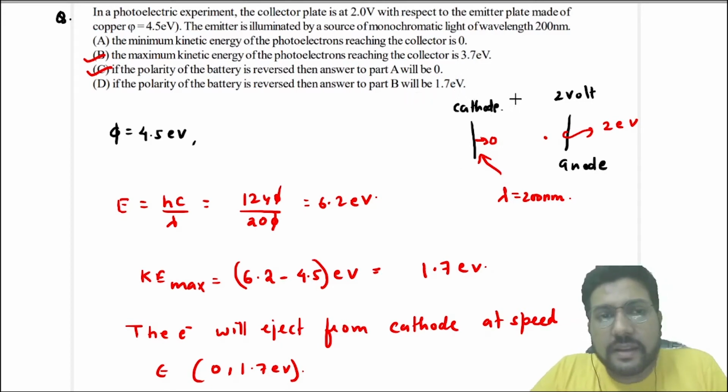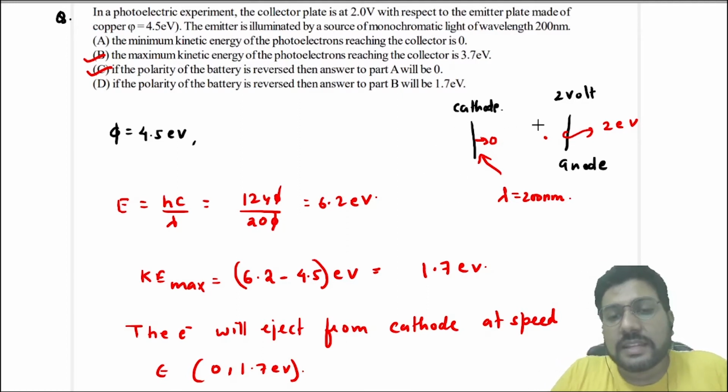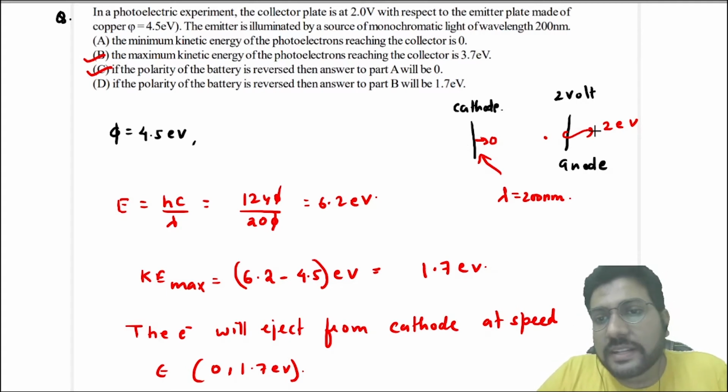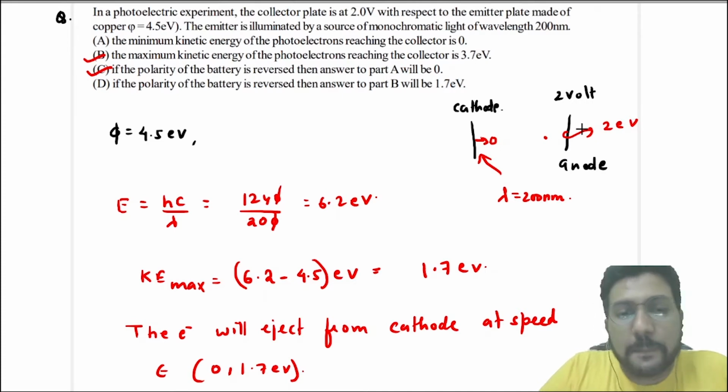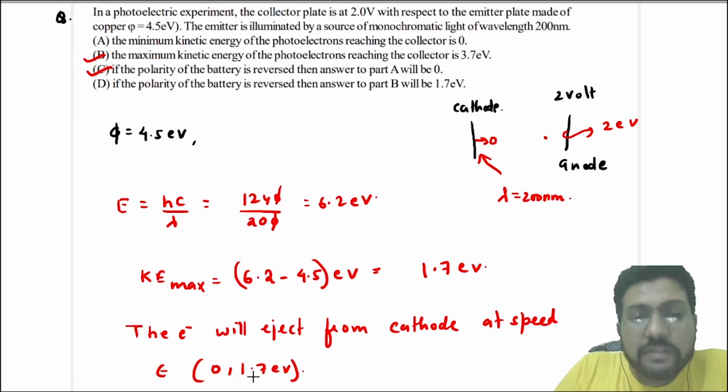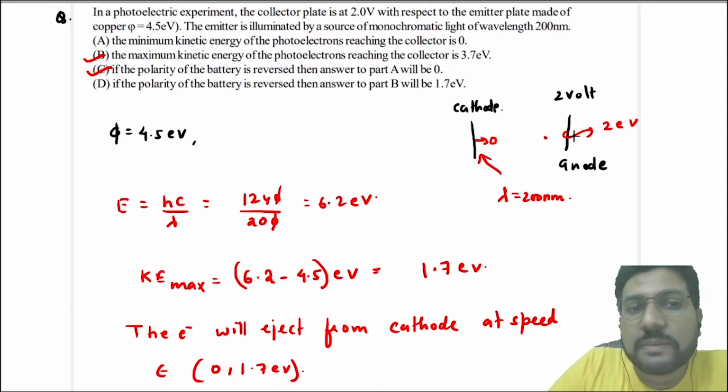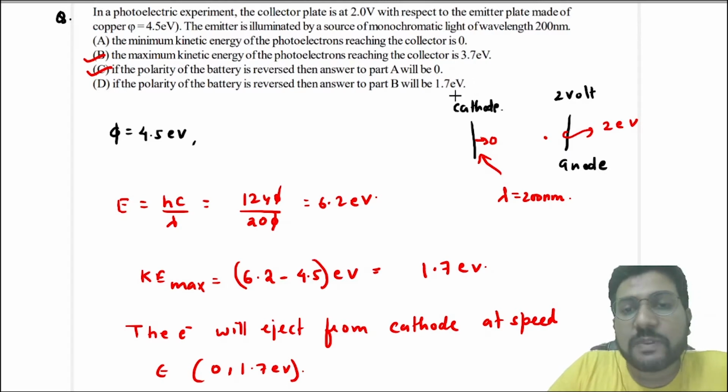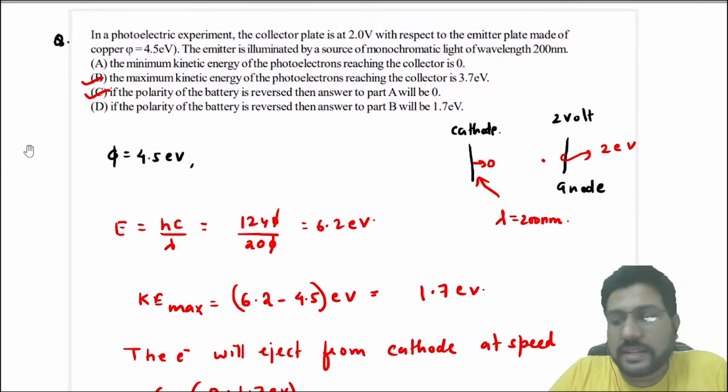See, if the polarity of the battery is reversed, then what will you say? It can lose how much kinetic energy? It can lose a kinetic energy of 2 electron volt, right? But it has only 1.7 electron volt, so even the maximum kinetic energy will not be able to reach the cathode. So obviously the minimum energy cannot be 1.7 electron volt in that case. All right, so the answer will be B and C.